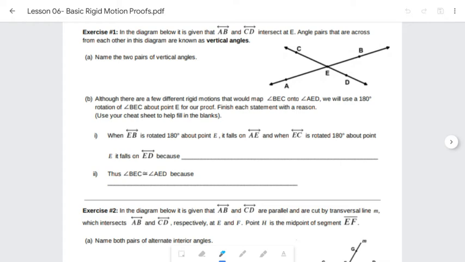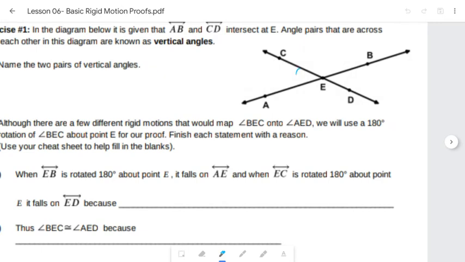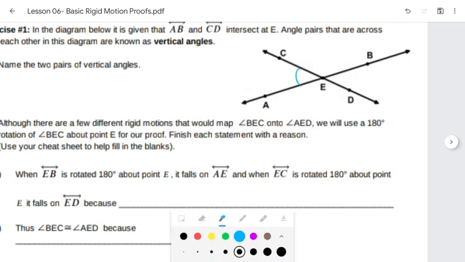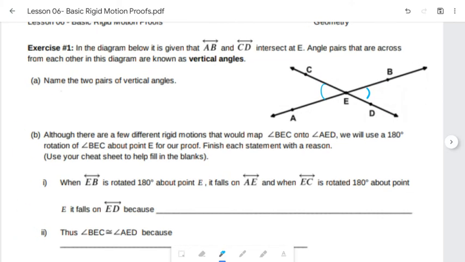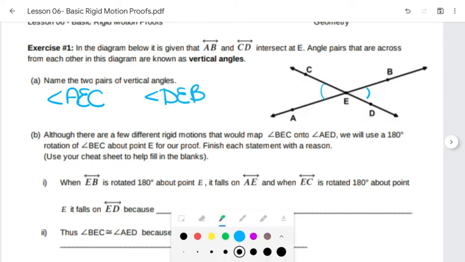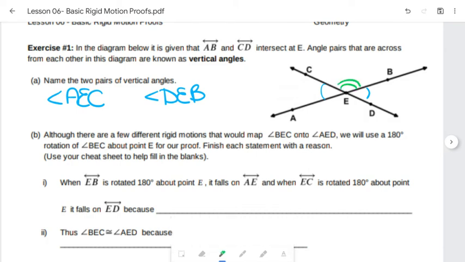So we've already talked about the vertical angles, so we're just going to state what they are in this case. One pair would be angle AEC, and the other one would be angle DEB. So that's one pair. And the other pair would be angle CEB and angle DEA.